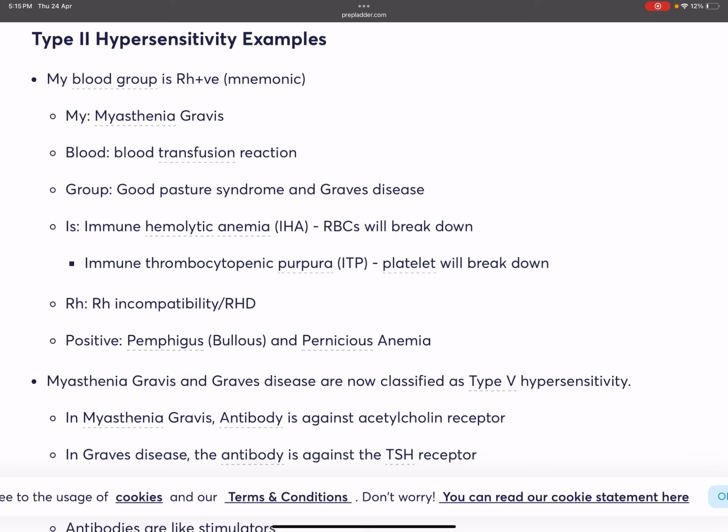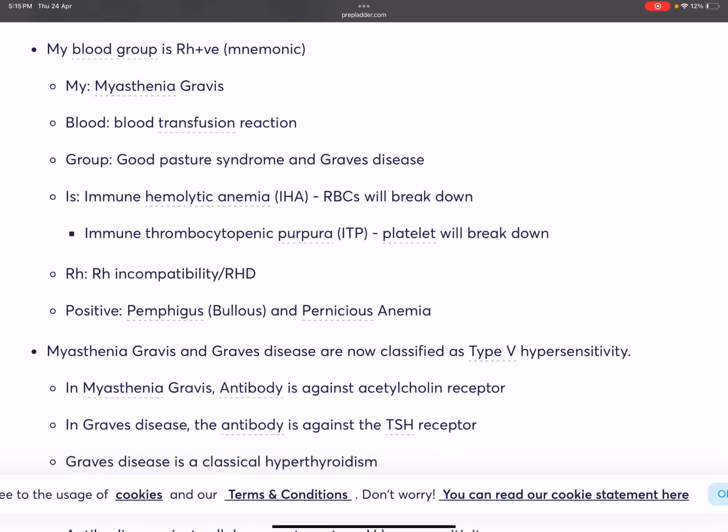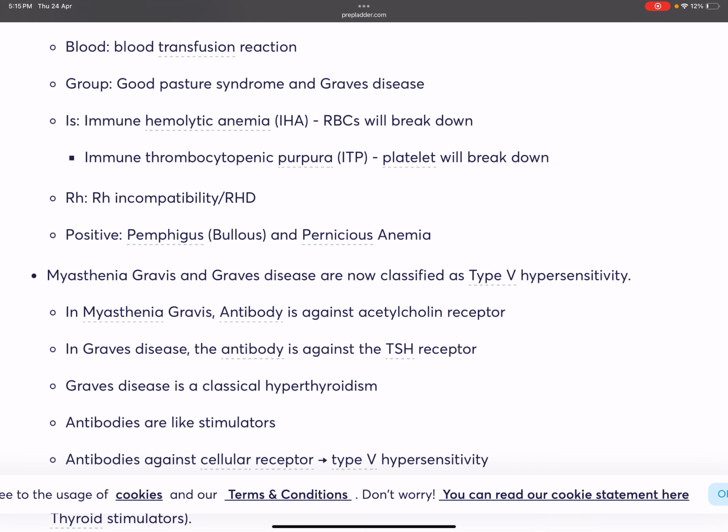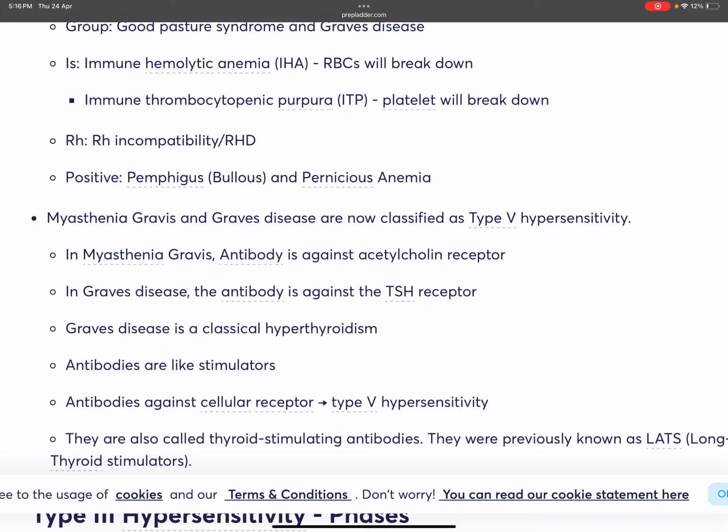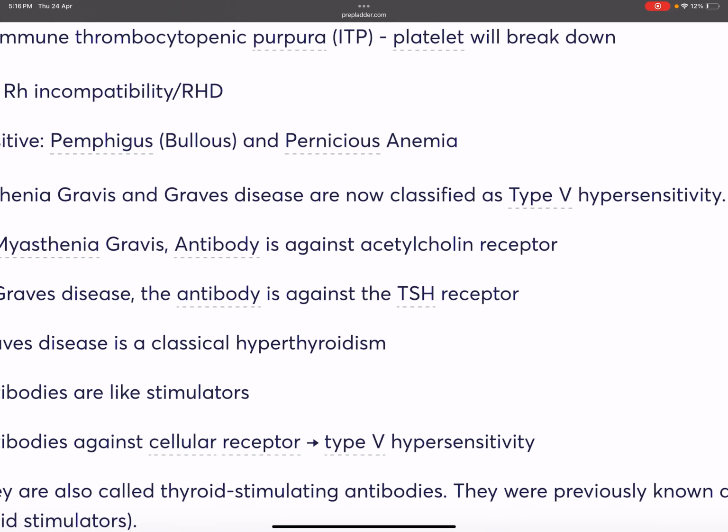For M, myasthenia gravis; B, blood transfusion reaction; G, Goodpasture syndrome and Graves disease. Then for I, you have IHA, immune hemolytic anemia, and immune thrombocytopenic purpura, ITP. Then for R you have Rh incompatibility, RHD, rheumatic heart disease, and P for pemphigus, bullous, and pernicious anemia. Myasthenia gravis and Graves disease are now also classified as type 5 hypersensitivity. In Graves disease, you have the TSH receptor, and in myasthenia gravis, the acetylcholine receptor.